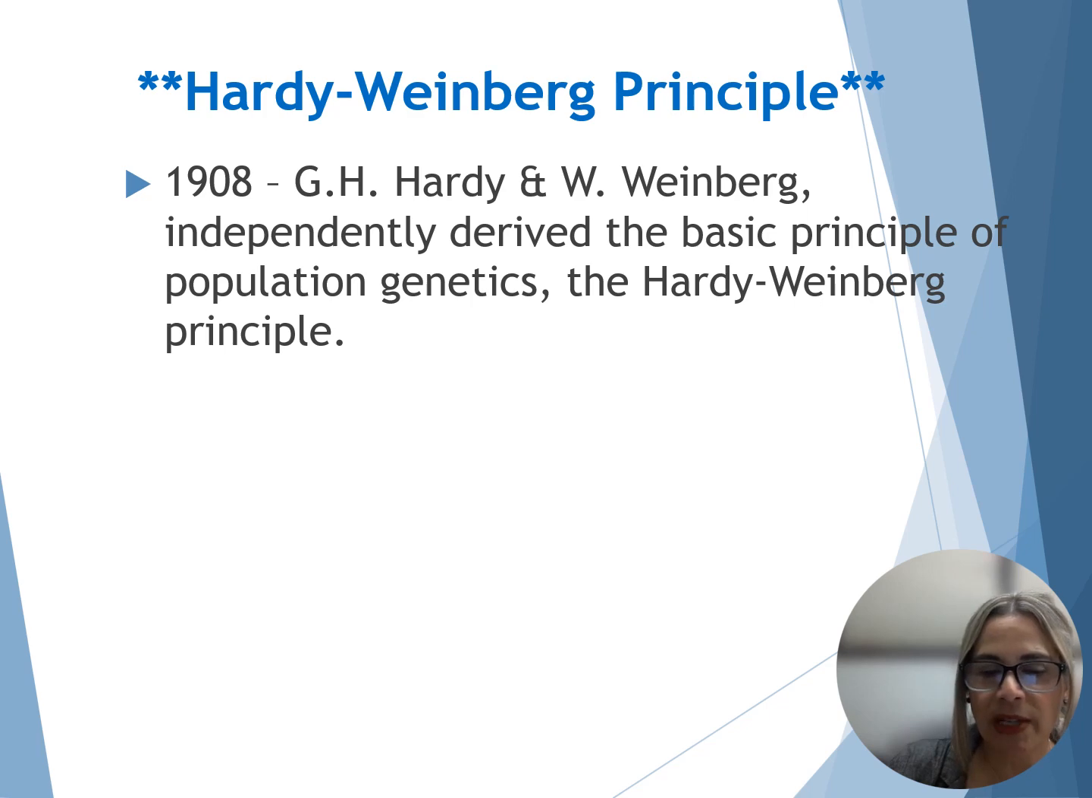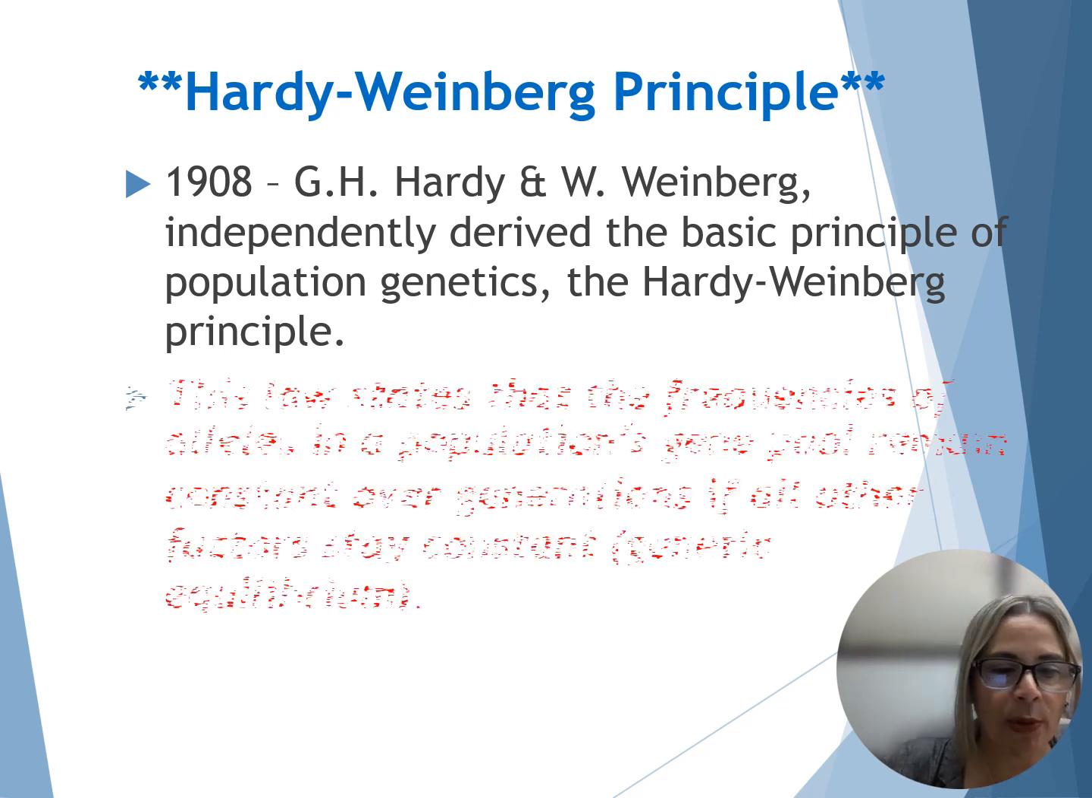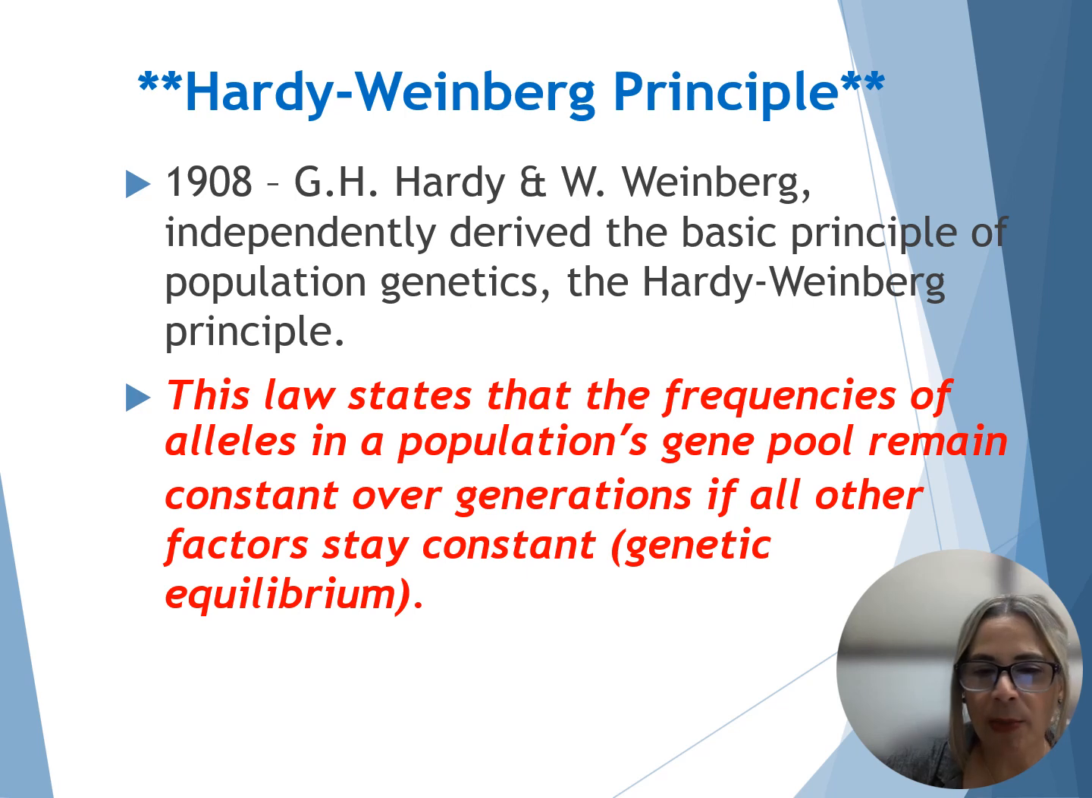They were working independently, but they both derived the same basic principle concerning population genetics, and it is called the Hardy-Weinberg principle. The Hardy-Weinberg principle basically states that the frequencies of alleles in a population's gene pool will remain constant over generations if, and here's the big if, all other factors stay constant. And we call this genetic equilibrium.